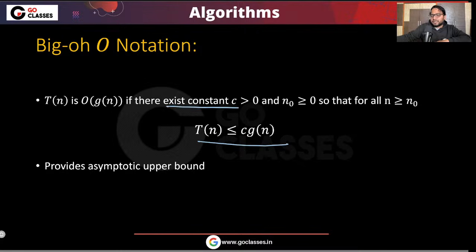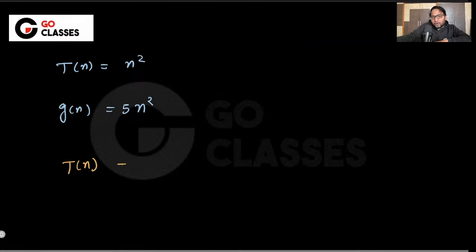There exists some constant, which means, see, let's suppose T(n) is n square, and let's suppose G(n) is n cube, or let's suppose this is 5n square. Then can I say T(n) is equal to big O of G(n)? Is this true or false? Just let me know. What do you think? This is true, right? True.